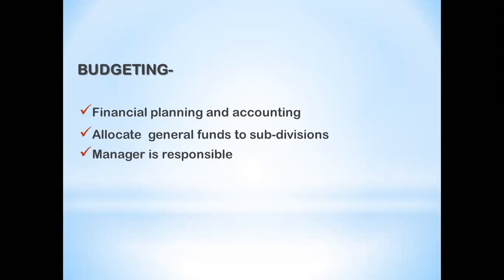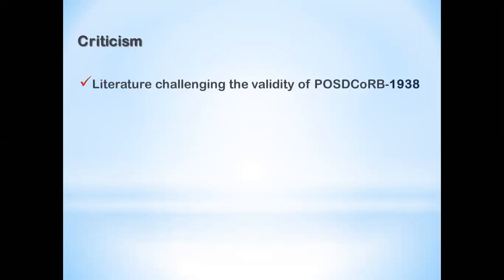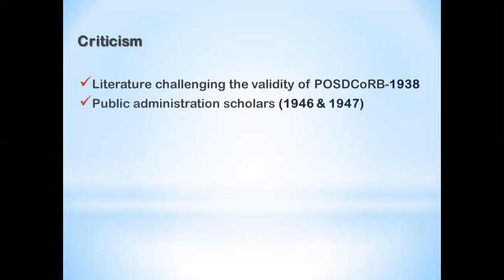Now, this concept of POSDCORB faced a lot of criticism in the field of literature. I'll just tell you the highlights of the criticism. As early as 1938, when the literature began appearing in the field of public administration, they started challenging the validity of POSDCORB and the concept that there could even be a rigid set of principles in administration. Then later in 1946 and 47, prominent public administration scholars, there were so many, started releasing articles and books and criticizing POSDCORB and the principles notion.